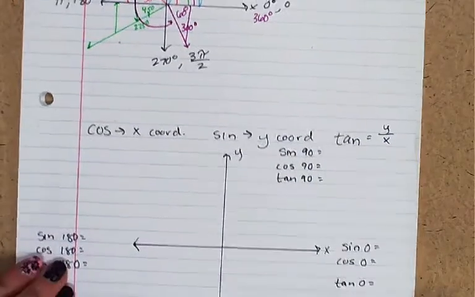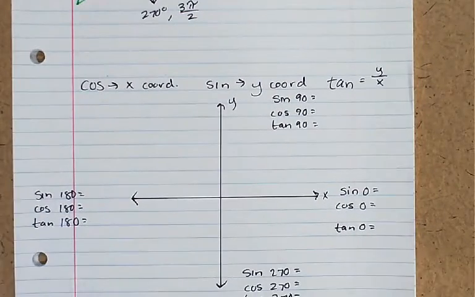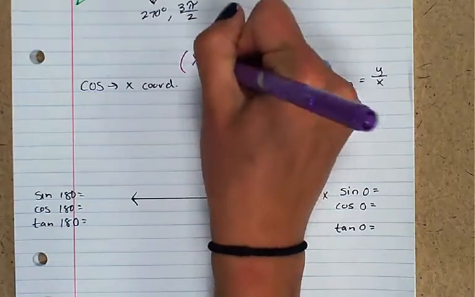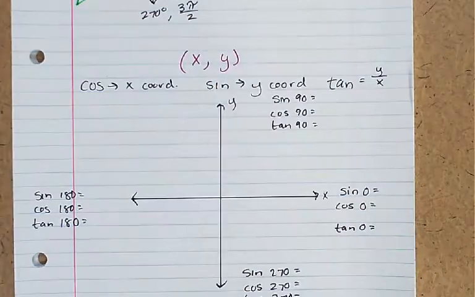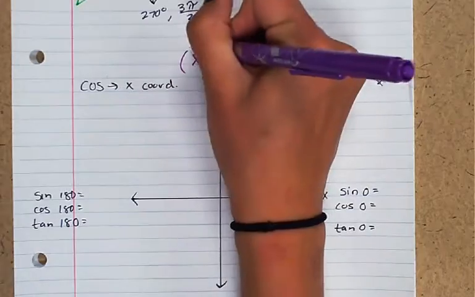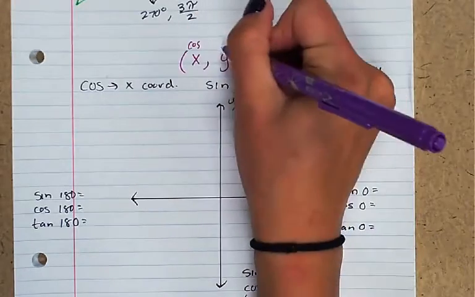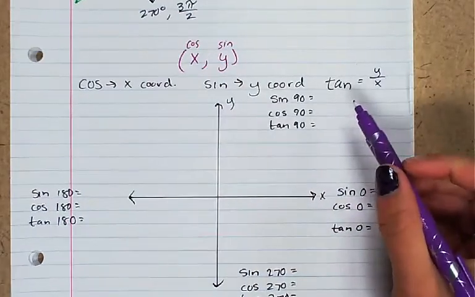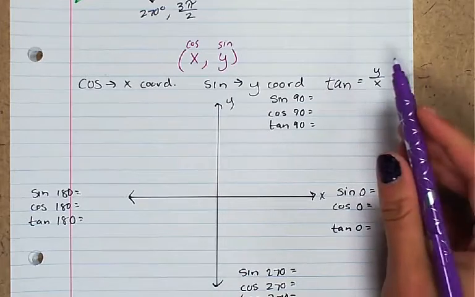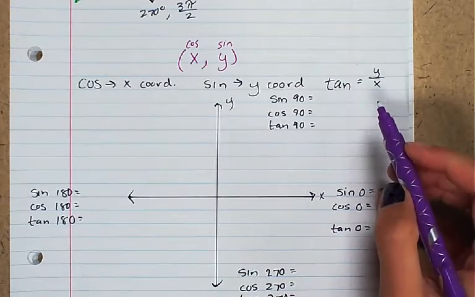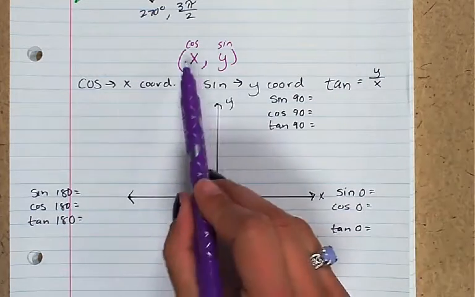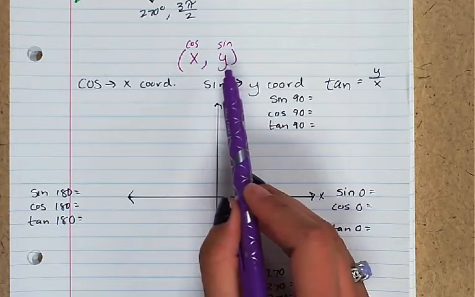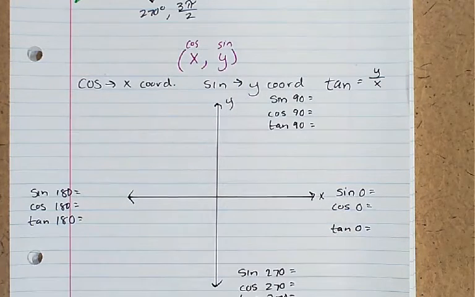So when they're talking about ordered pairs and points on the unit circle, if you have the ordered pair (x, y) on the unit circle, cosine goes with the x coordinate and sine goes with the y coordinate. And if you want to figure out what tangent is for that spot, you do the y coordinate divided by the x. It's kind of like alphabetical order. C comes before S in the alphabet, X comes before Y in the alphabet. So that's how you match them up.